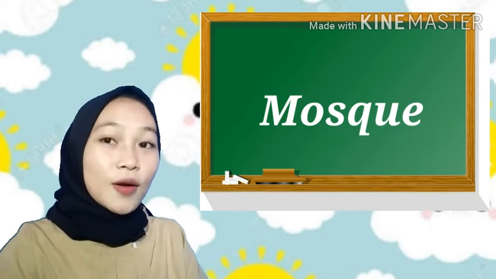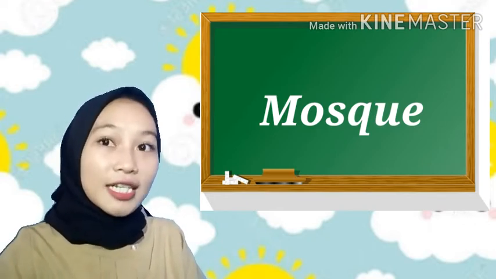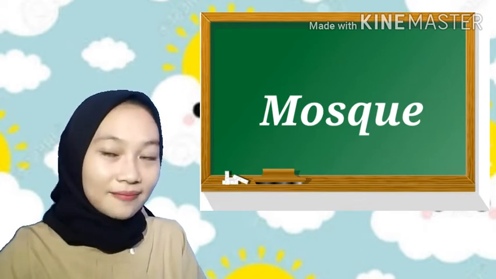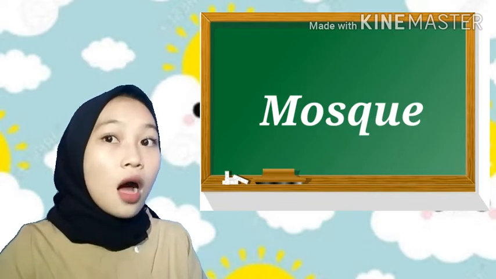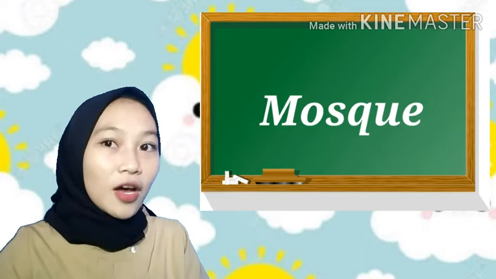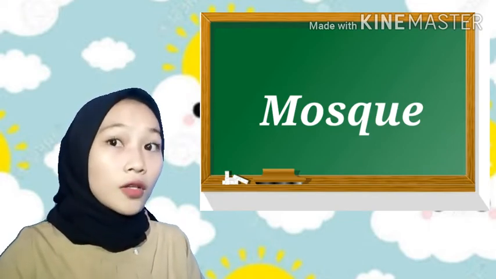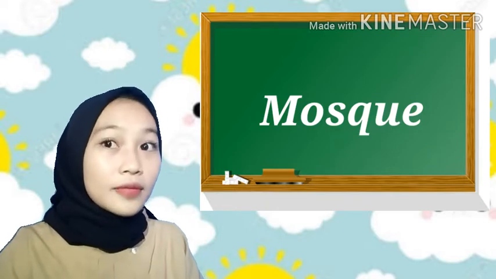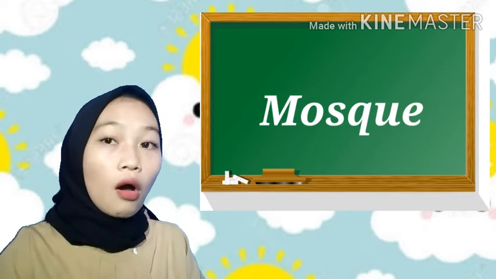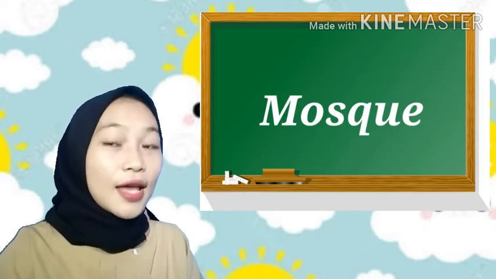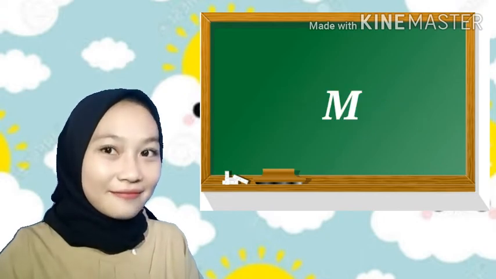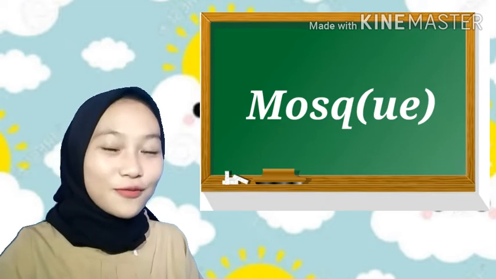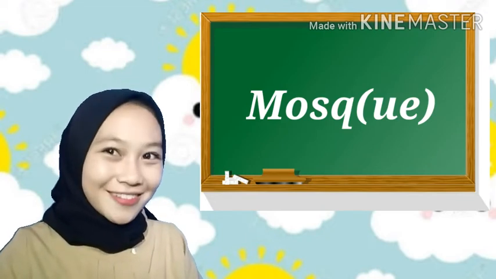Mosque. This word often appears in English conversation in Indonesia because of its significance to the culture. Unfortunately, it's also one of the most mispronounced English words because of the confusing UE ending, prompting many to say most-you or most-you. But the UE is actually silent. Mosque. Not most-you, but mosque.